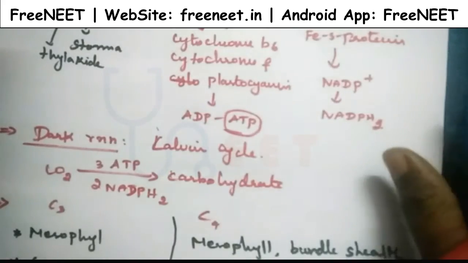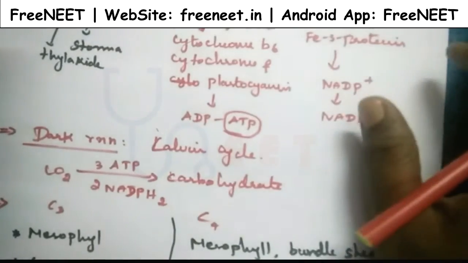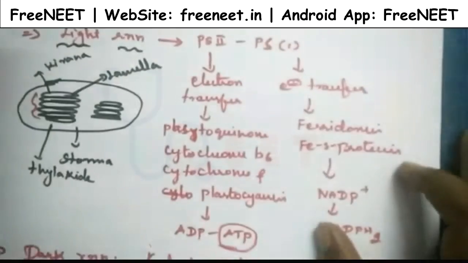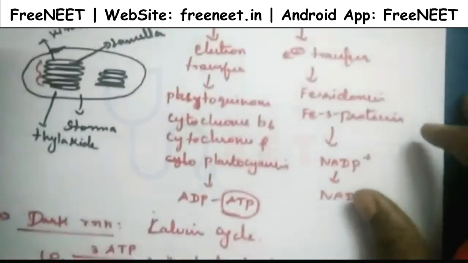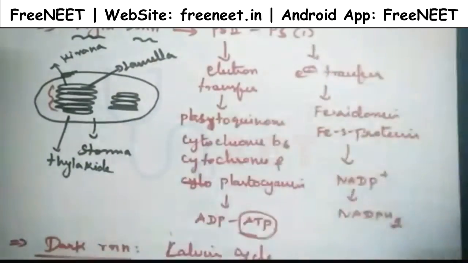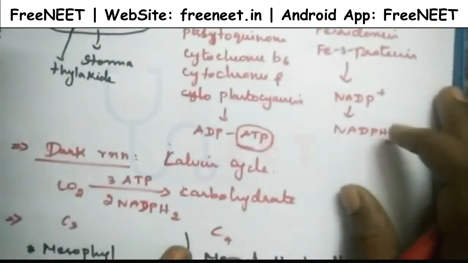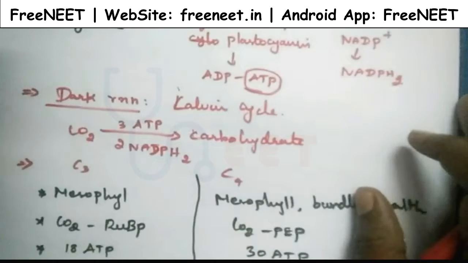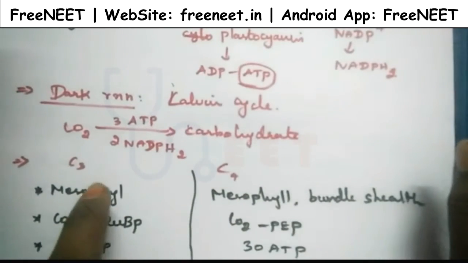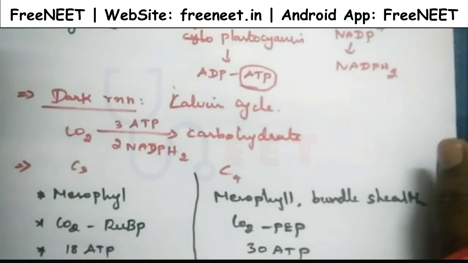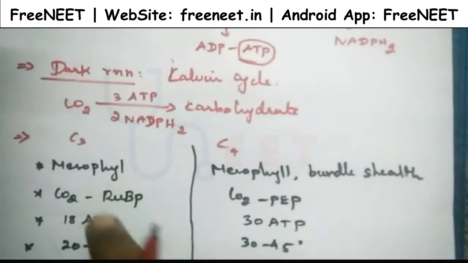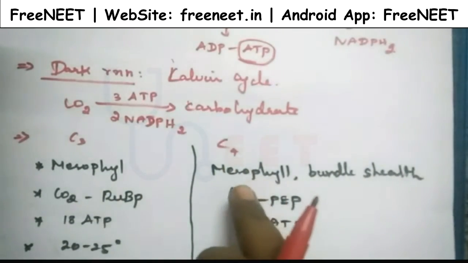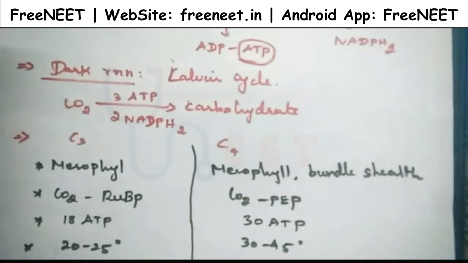It is an important question in dark reactions. In photosynthesis, two main processes take place: one is the light reaction, another one is the dark reaction. Light reaction takes place in the thylakoid. Then we should know about the C3 cycle and C4 cycle. The C3 cycle takes place in the mesophyll of the plant. The C4 cycle takes place in the mesophyll and bundle sheath cells of the plant.